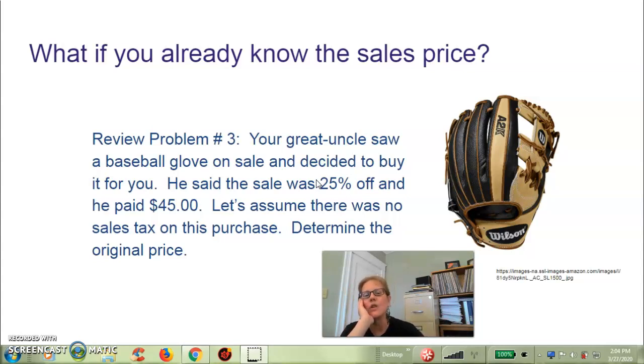All right, so let's say your great uncle saw a baseball glove on sale. He decided to buy it for you. He said the sale was 25% off and he paid $45. Right? We'll assume there's no sales tax on this purchase, which by the way is the case if you shop in New Hampshire. There's no sales tax in New Hampshire, right? Fun fact.